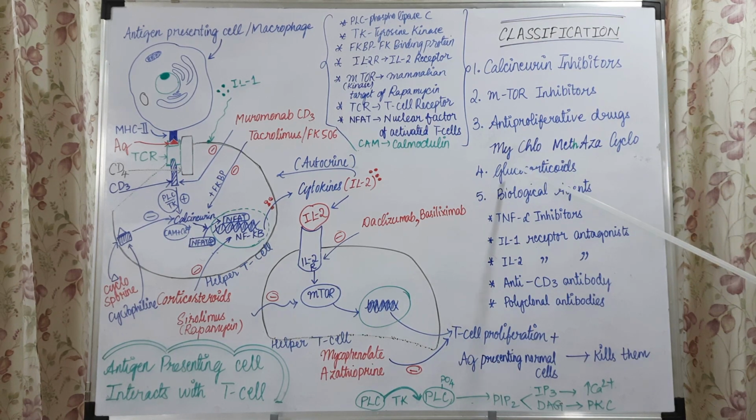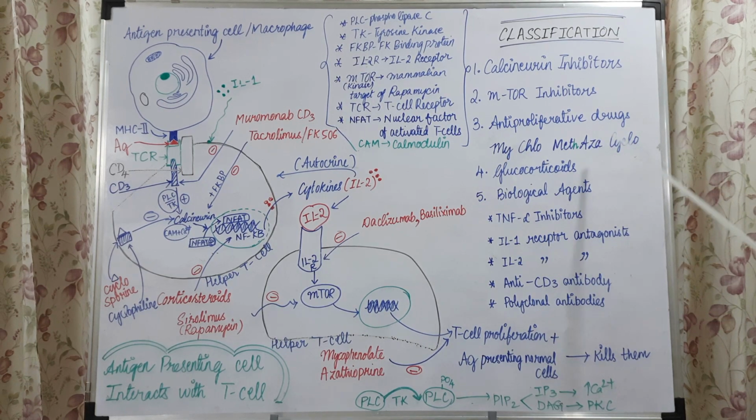Methazacyclo. Here, myclo is mycophenolate mofetil, clo is chlorambucil, meth is methotrexate, az is azathioprine, and cyclo is cyclophosphamide. So you have myclo, meth, aza, cyclo, all are basically anti-cancer drugs.